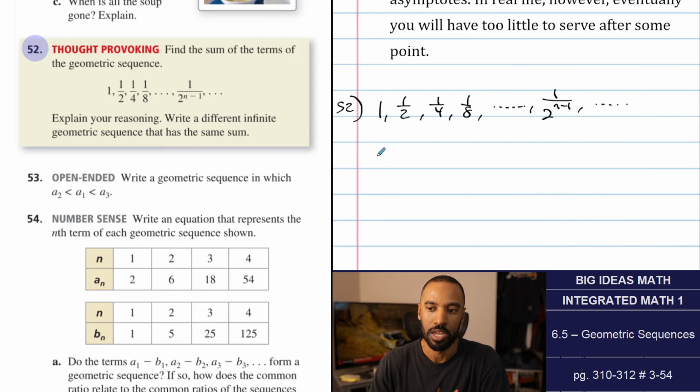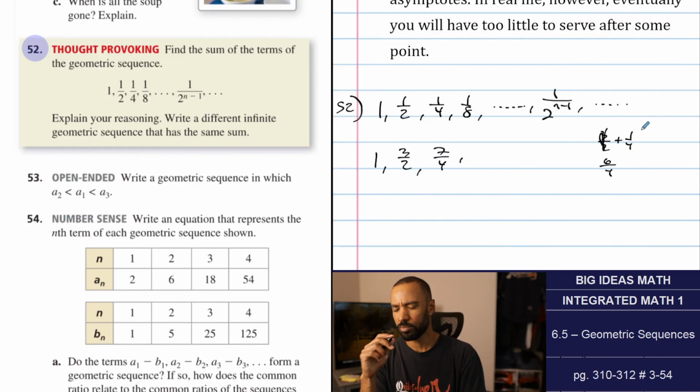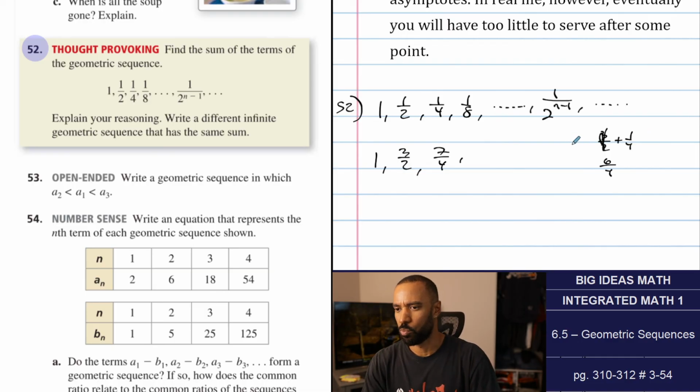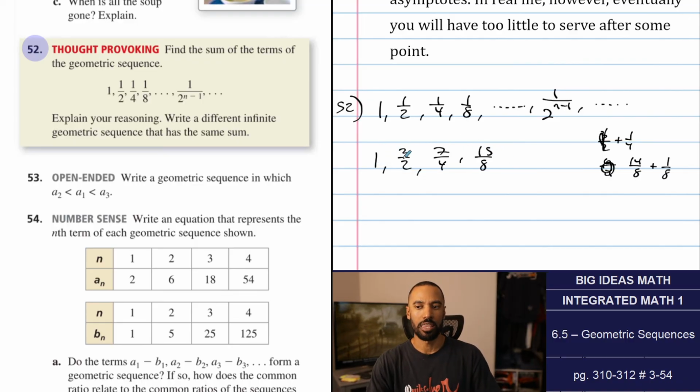Let's add these to start with. So as far as the sum, it's 1, and then 1 plus 1/2 is 3/2. And then 3/2 plus 1/4. Oh my gosh. This could be a long problem. 3/2 plus 1/4 is 6/4 plus 1/4, which is 7/4. And then 7/4 plus 1/8 is 14/8 plus 1/8, which is 15/8. And you can see how these numbers get, look, it was 1, then 1.5, then 1.75, then 1.875, I believe that is.